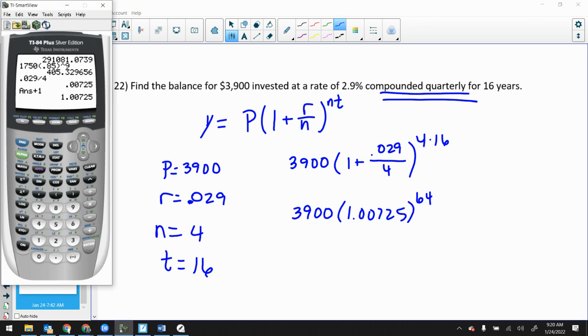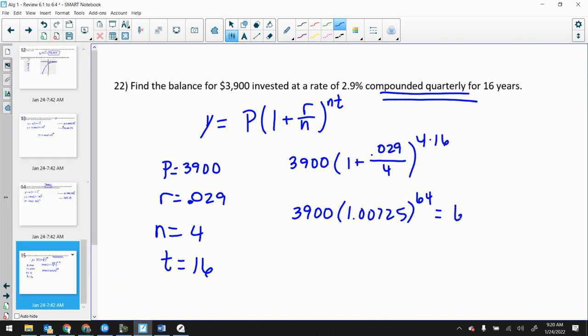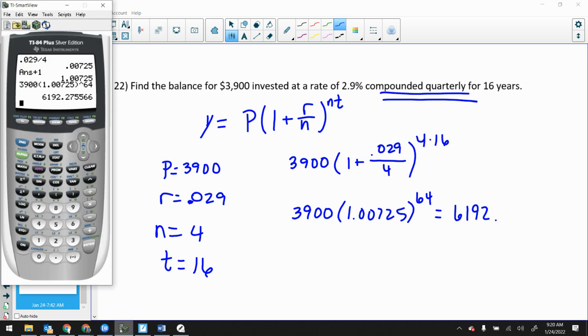All right, 3,900 times 1.00725 raised to the 64th power. So that gives us $6,192.28.